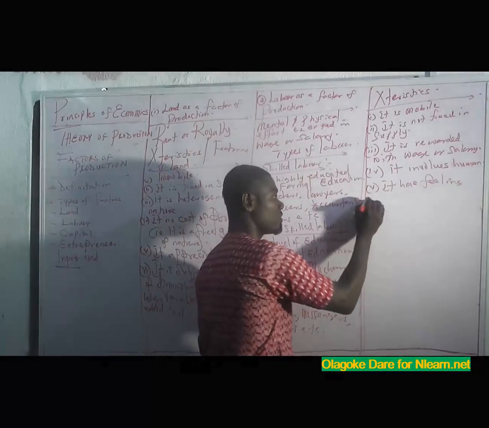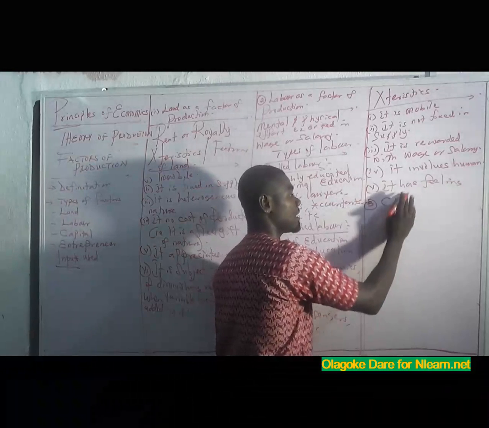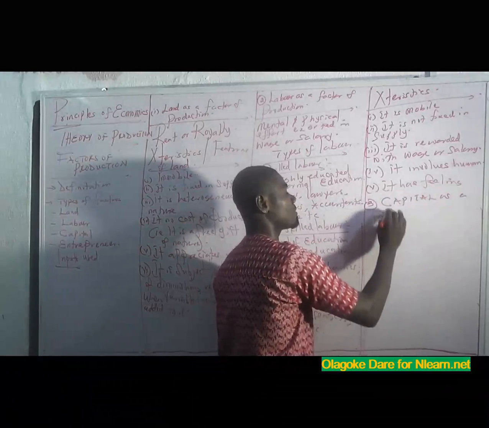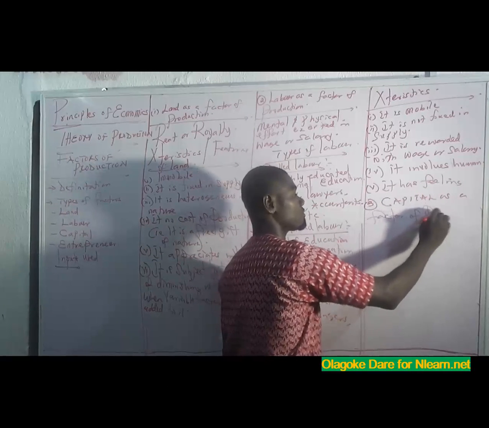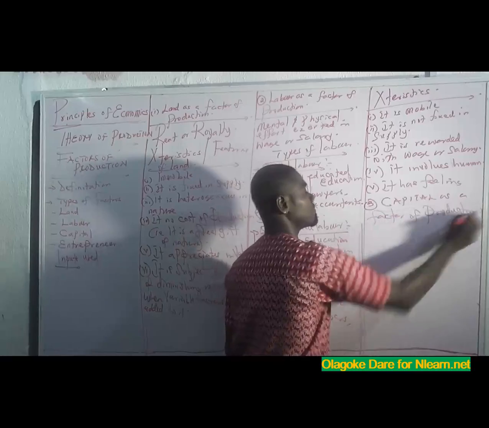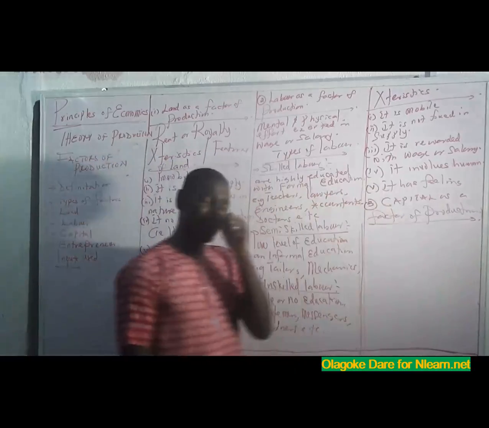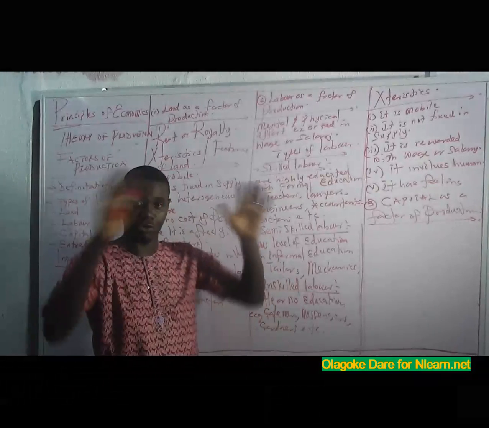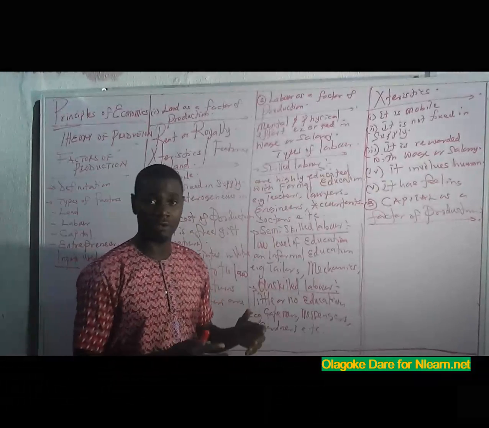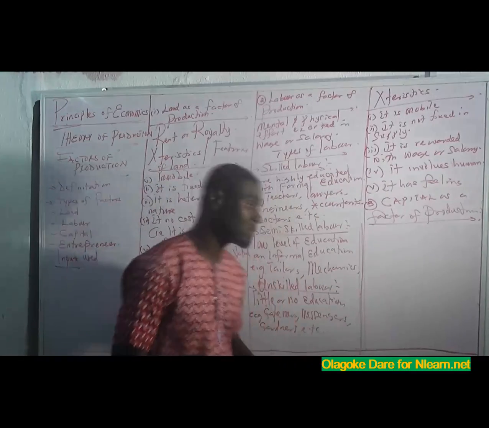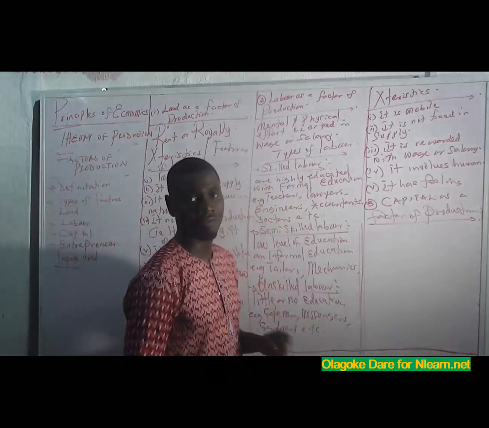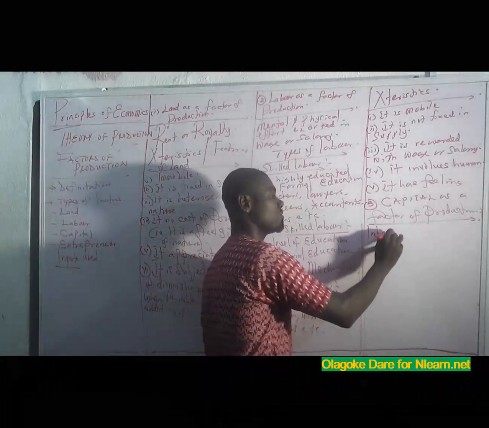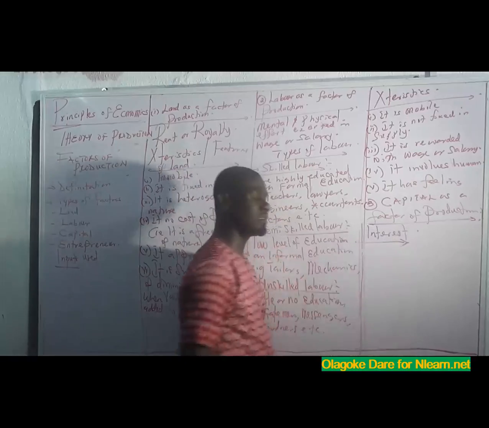Let's look at the third one, which is capital, as a factor of production. Now, what is capital? Capital is the wealth set aside for further production of more wealth. So any wealth set aside to create more wealth is said to be capital. And capital is compensated with interest. So the reward for capital is interest.